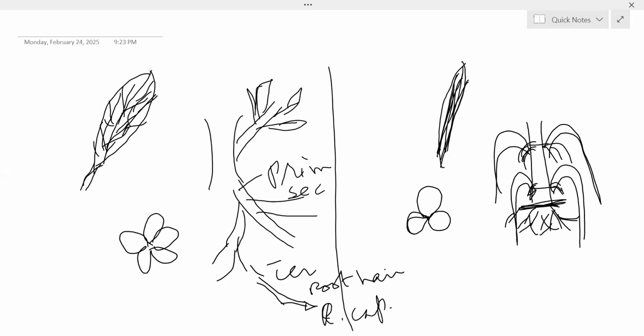When we talk about the root, stem, leaf, flower, and the seed, in monocot plants they have only one cotyledon. In dicot plants, the seeds have two cotyledons, or you can say embryonic leaves.